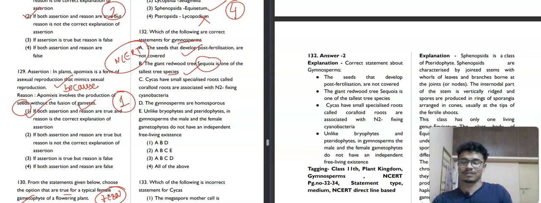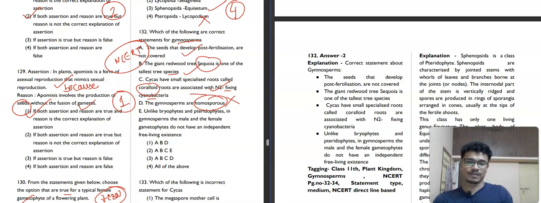It is not taken from anywhere. Cycads have small specialized roots called coralloid roots associated with N2 fixing, nitrogen fixing cyanobacteria. Absolutely correct. The gymnosperms are homosporous. How can it be? If pteridophytes are heterosporous, how can gymnosperms be homosporous?